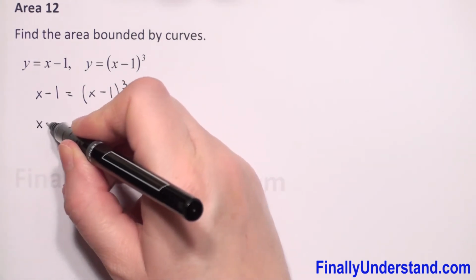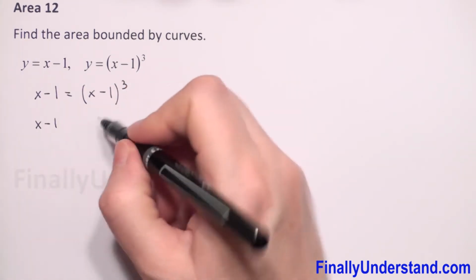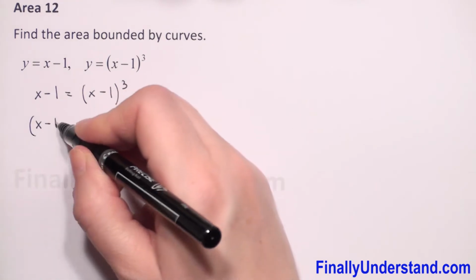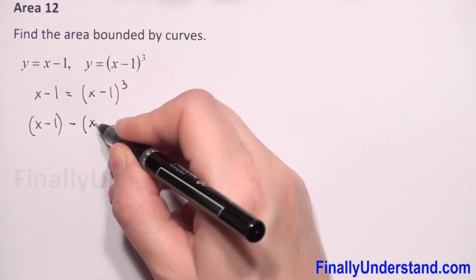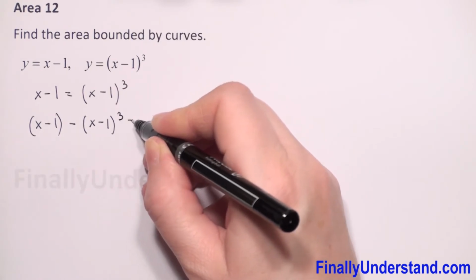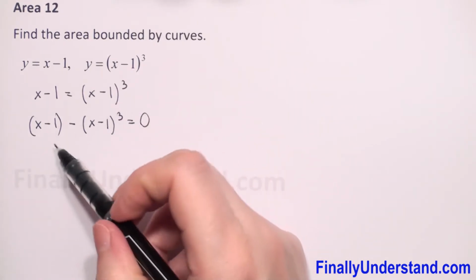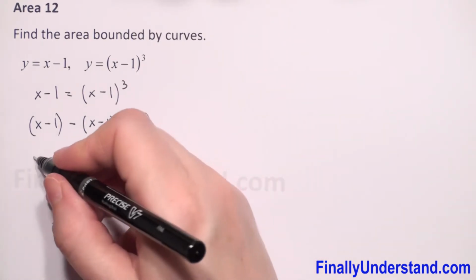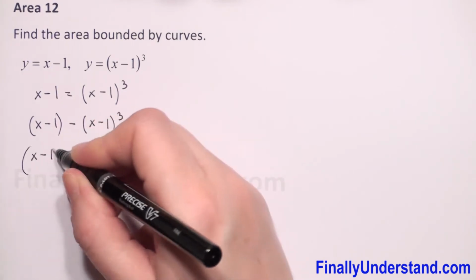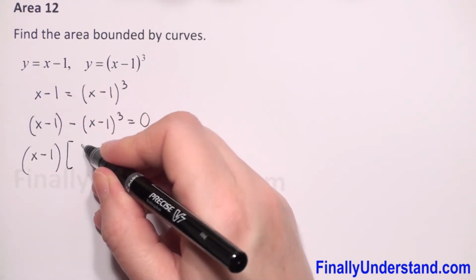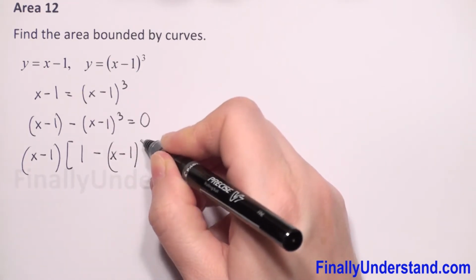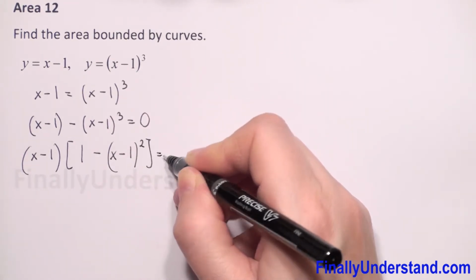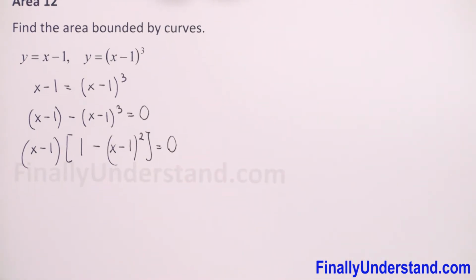So we have x minus 1. Because we have the same expression, I will put x minus 1 in parentheses, minus (x minus 1) to the third power is equal to 0. Now we can factorize x minus 1. So we will have, in brackets, 1 minus (x minus 1) to the second power. So this is equal to 0.